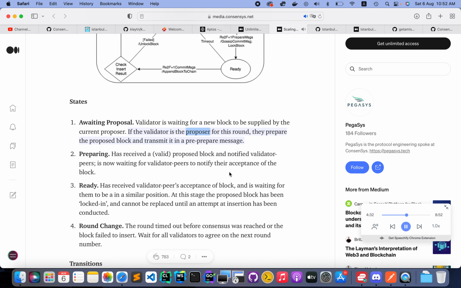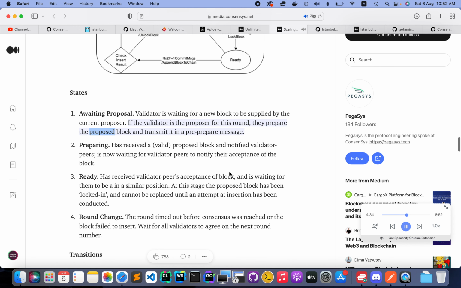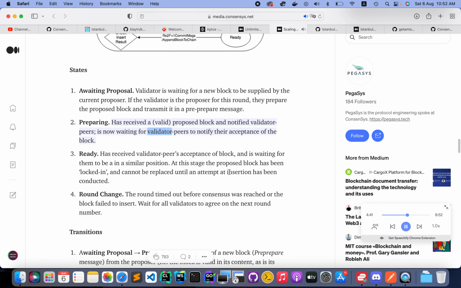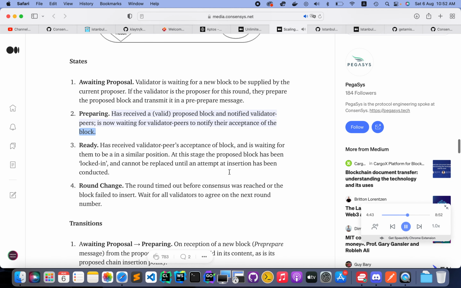If the validator is the proposer for this round, they prepare the proposed block and transmit it in a pre-prepare message. Preparing: has received a valid proposed block and notified validator peers, is now waiting for validator peers to notify their acceptance of the block.